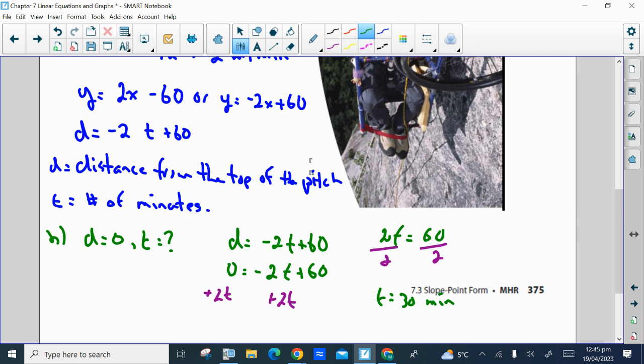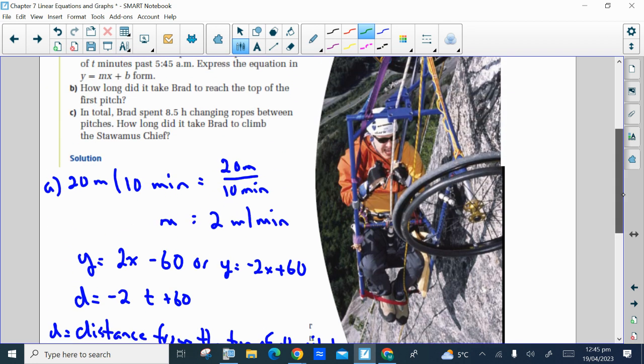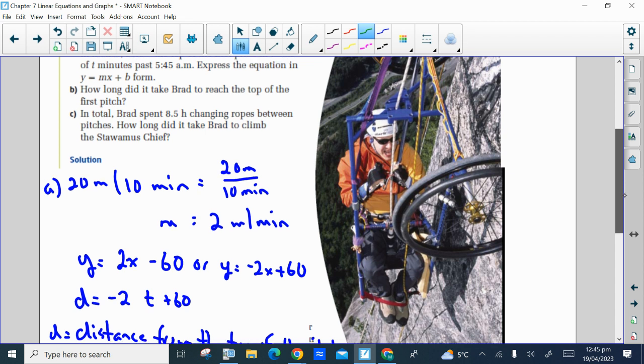And that's how long it'll take to climb all the pitches, because we're told he climbs at a constant rate. It's always 2 meters per minute. Each pitch or each section is 60 meters long, so it's going to take 30 minutes to climb each pitch or each section. So there's part B.